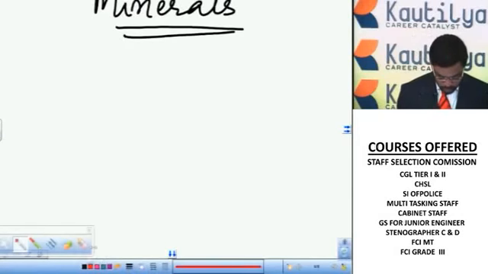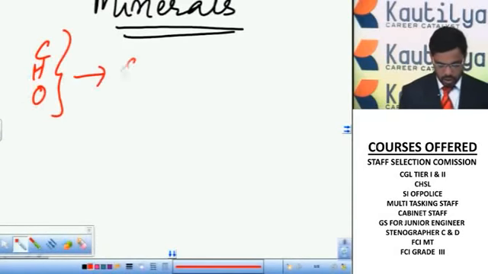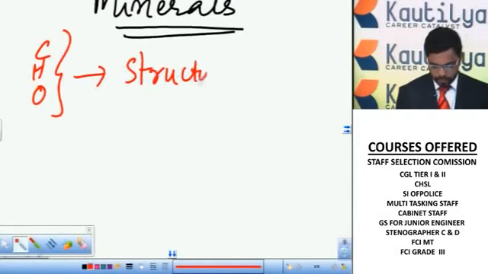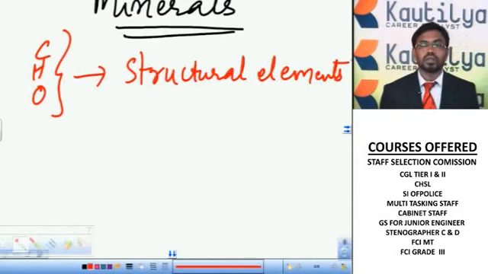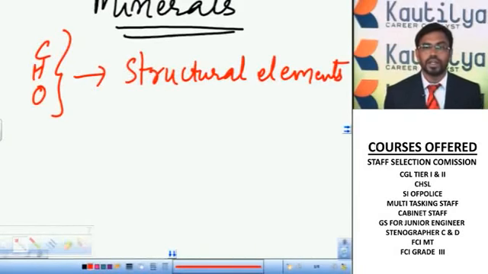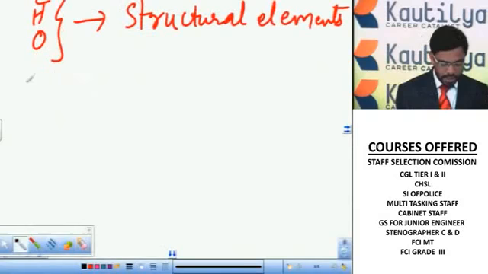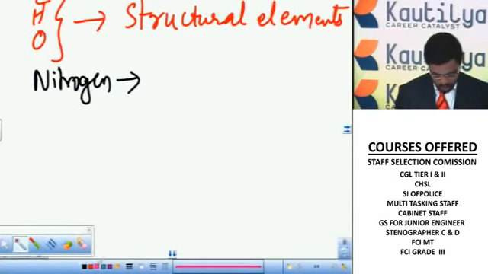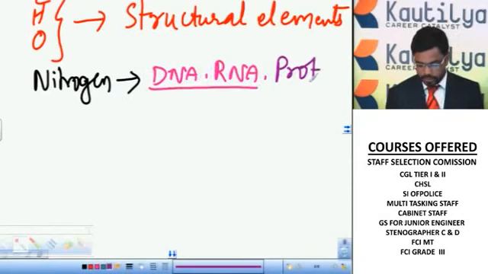So let us see some important minerals. Carbon, hydrogen and oxygen, these are called structural elements because these are the main components of carbohydrates, proteins and fats. And nitrogen. So this nitrogen is a component of DNA and RNA. It is also a component of proteins.